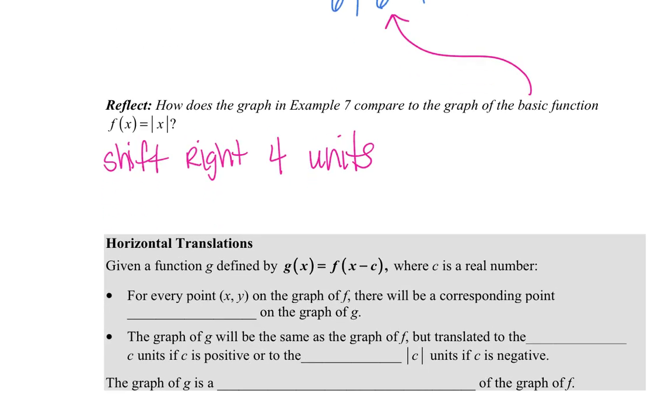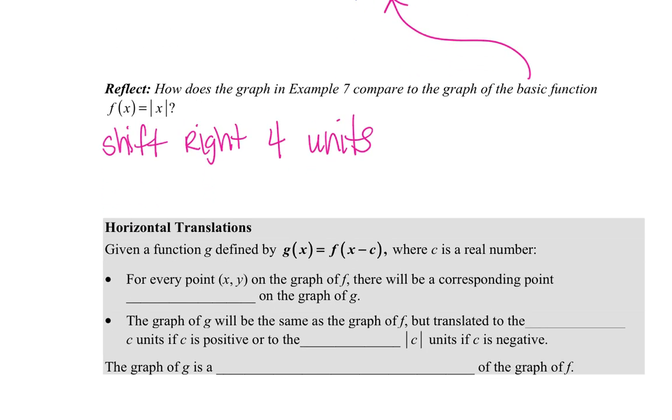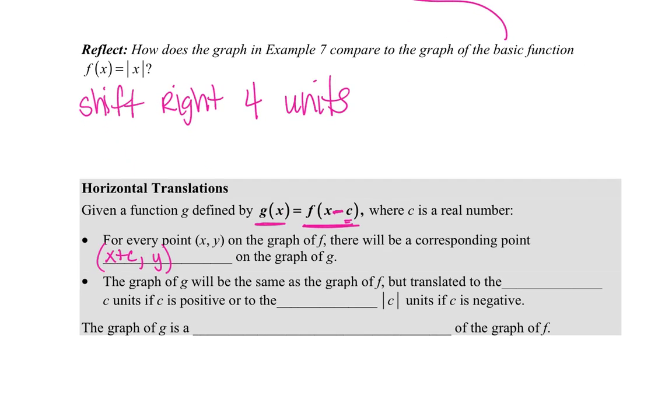Every single point. So that's what this is going to tell us: given your function, you take your original function and you subtract whatever number c is from every x value. So now you're going to have x plus c y for every point. Because if I subtract a negative, then it's positive, and so on. So the graph of g will be the same as the graph of f, but translated to the right.